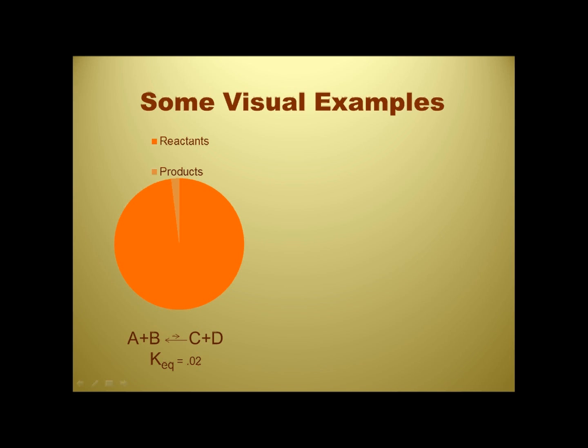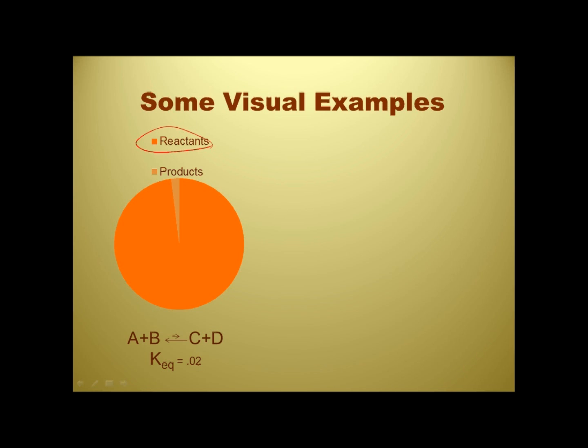Some more visual examples, just to point out. KEQs that are relatively small, like this one. The book demonstrates that you can draw the arrow larger going backwards to represent the fact that you're making more reactants. And the pie graph here clearly shows that there's more reactants in this equilibrium reaction. Okay.